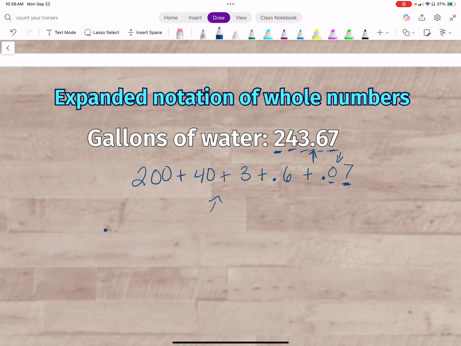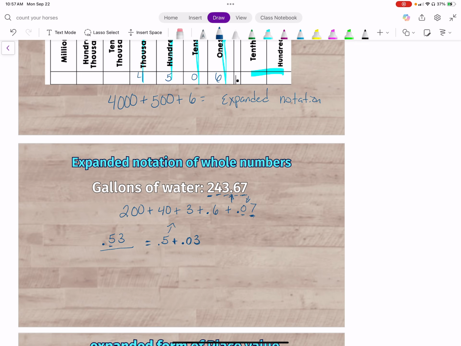So if we had, let's see, 53 hundredths, how would you write that in expanded notation? So we're going to break this apart. So first, you would start with your larger number, the 5 tenths, plus 0.03. So we have to have a decimal, a spacer 0, and then the 3 in the hundredths place. Okay.